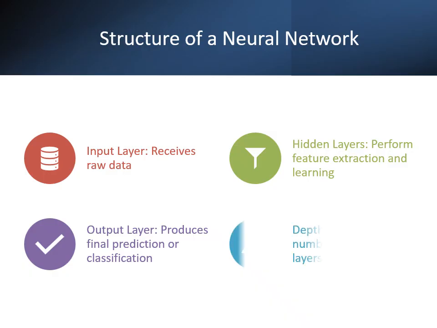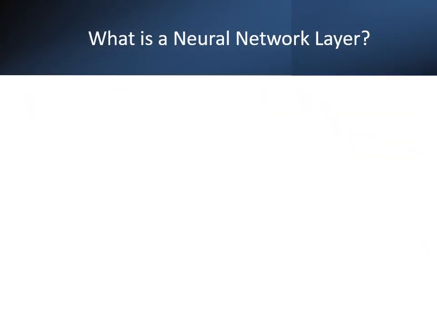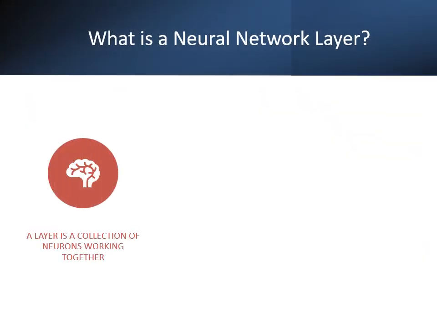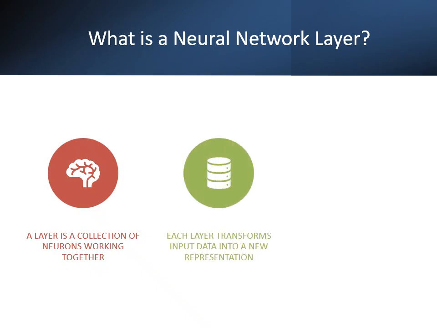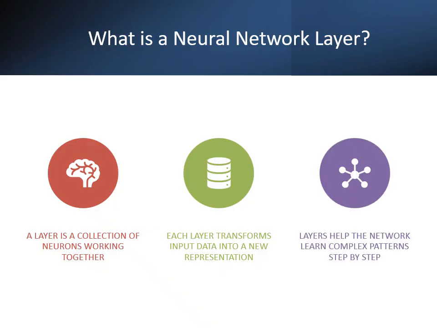What is a neural network layer? A neural network layer is simply a group of neurons working together. Each layer transforms the input it receives into a more meaningful representation. As data moves through multiple layers, the network gradually learns more complex features.